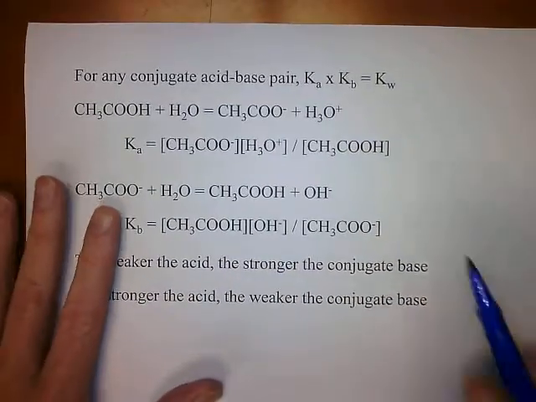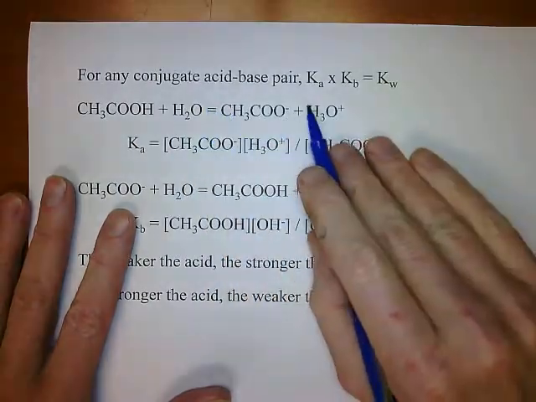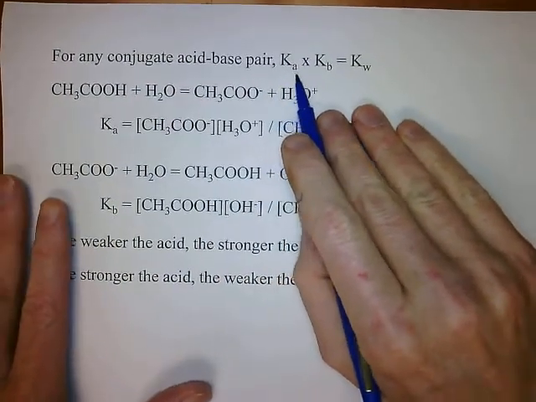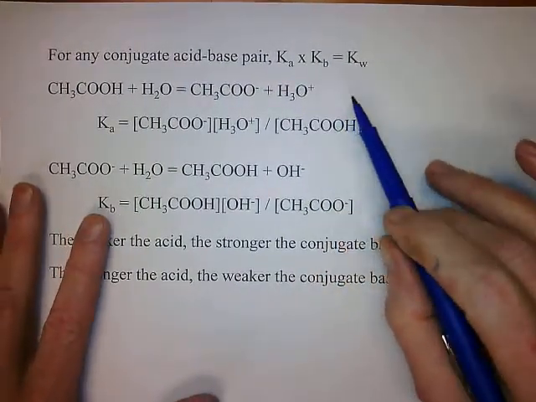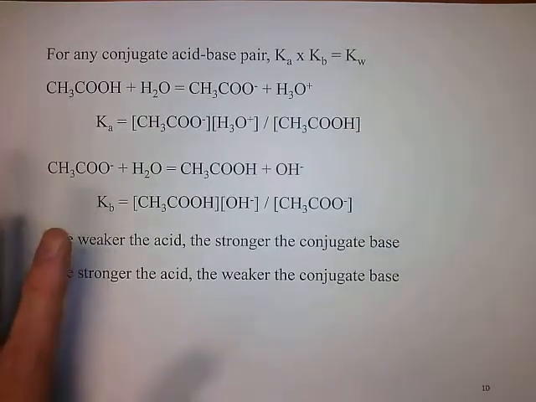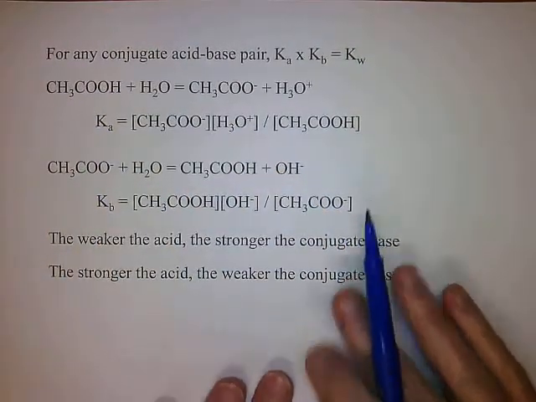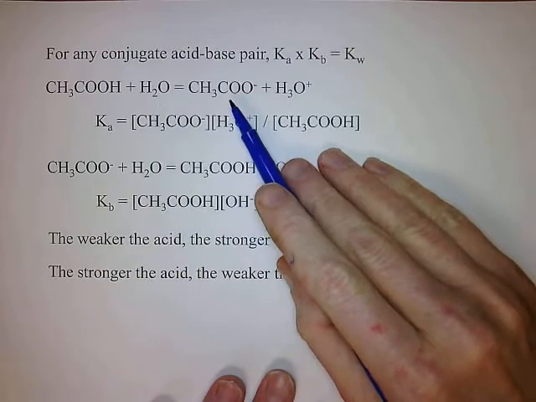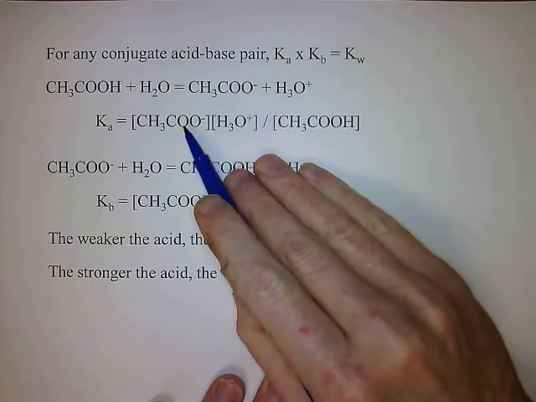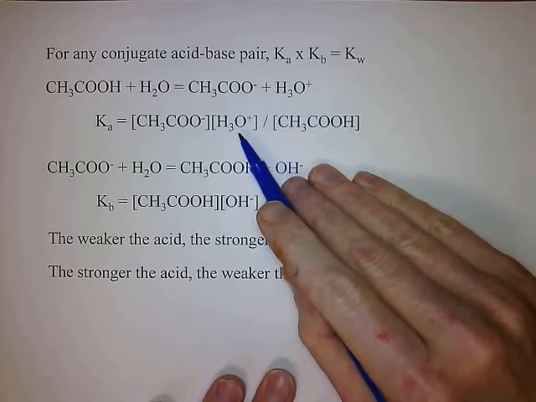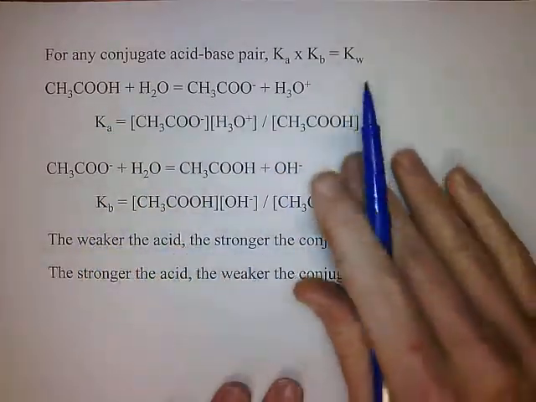So here we have another important relationship that you need to know. For any conjugate acid-base pair, the product of the acid dissociation constant and the base dissociation constant is equal to Kw. For example, if we write this out, acetic acid plus water makes acetate plus hydronium. How do we write the Ka for this? Concentration of acetate times concentration of hydronium divided by concentration of the acid. That's the Ka.